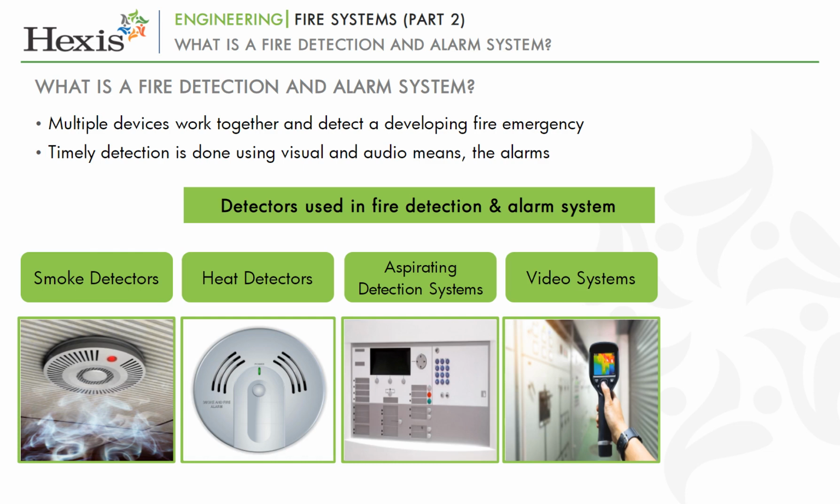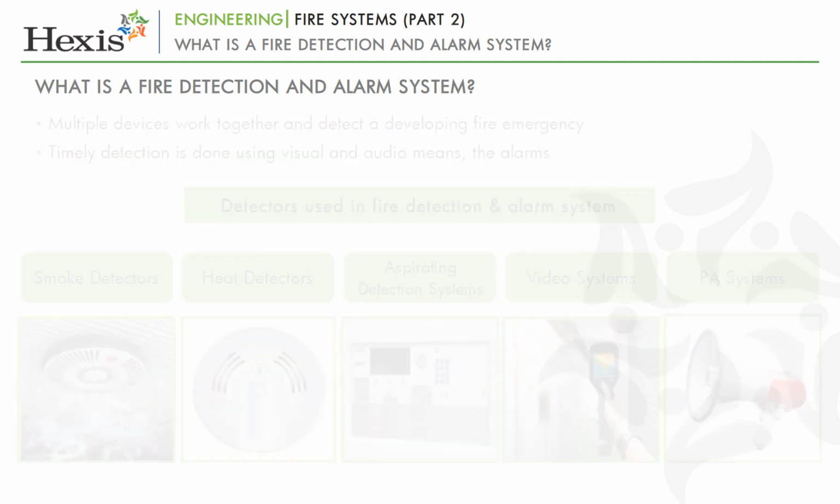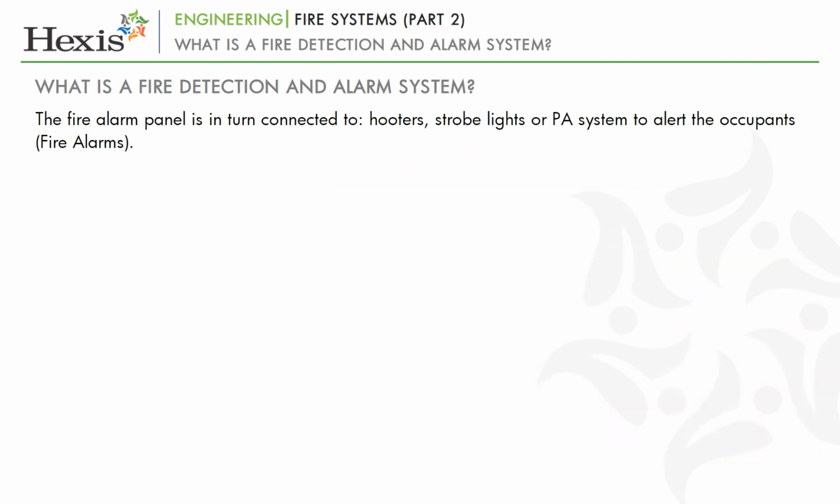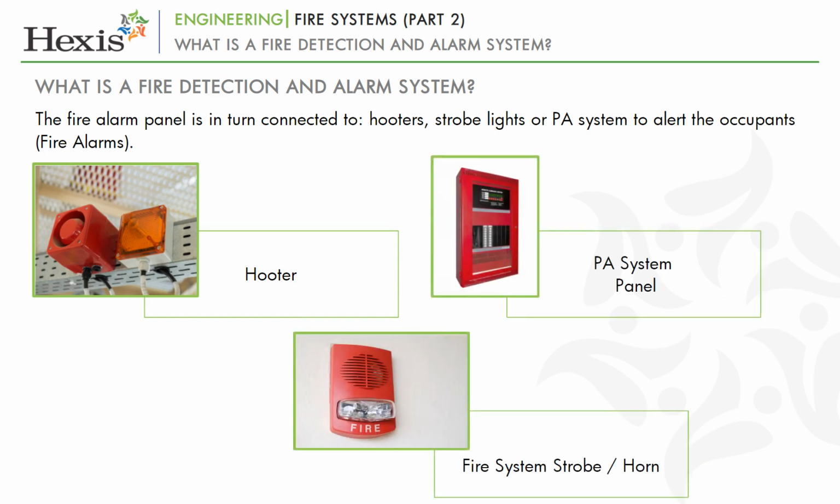The activation of the detector must be processed by a system, and alarms, audio or visual, raised accordingly, and for this purpose the devices are connected to a fire alarm panel. If necessary, provision is also made to activate the alarms manually. The fire alarm panel is in turn connected to hooters, strobe lights or a PA system to alert the occupants, that is, fire alarms.